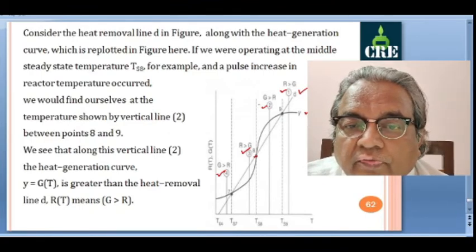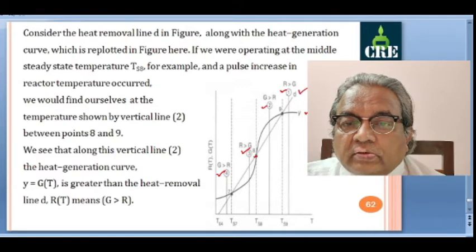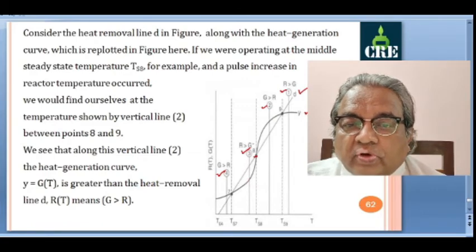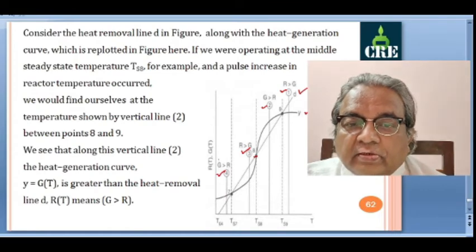This is where the generation curve value is greater than the removal term. So G greater than R. Here for this number 1, removal is above the generation term, so R is greater than G. Here at 3, again removal is greater than the generation term, so R greater than G. And here at 4, generation is greater than the removal.